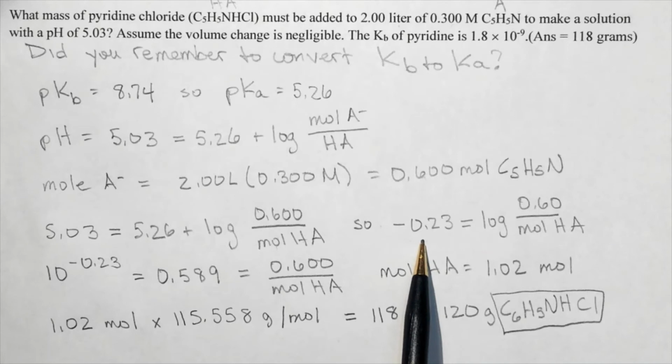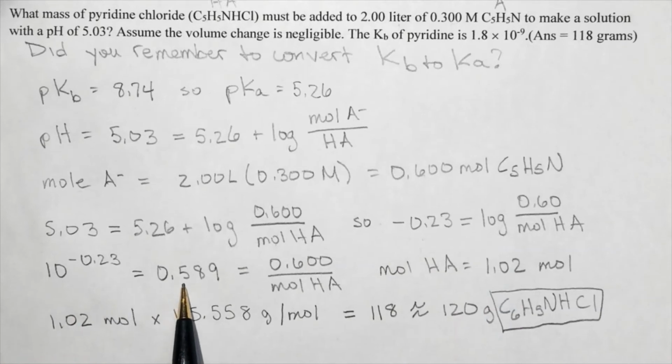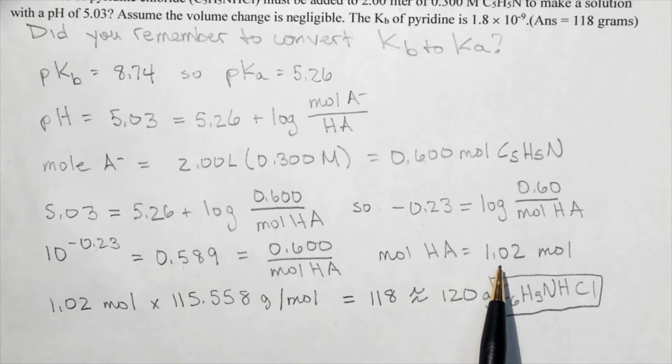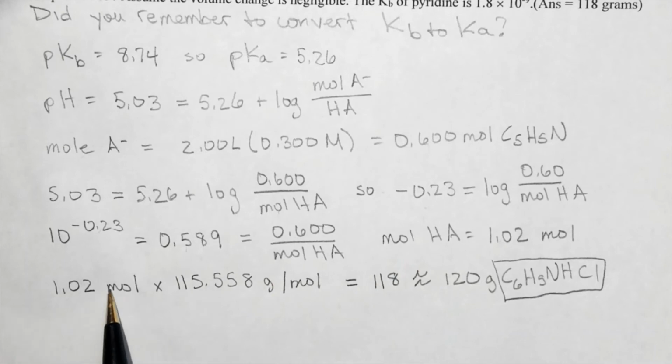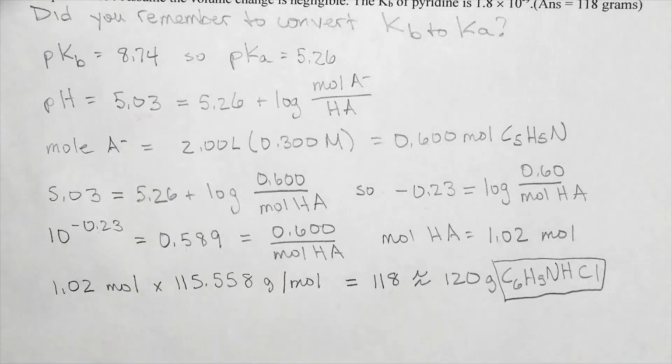Simplify. Negative 0.23 is the log of 0.6 over moles of HA. Then we take this as the exponent, solve for the moles of HA. Moles of HA is 1.02 moles. The last thing we're going to do is to multiply our moles by the molar mass of this ammonium salt here. So we have to remember to include the mass of the chloride ion. And when we do that, we get 118. We should have only 2 sig figs based on 5.03. Remember, only our last 2 digits are significant. So our final answer would be 120 grams.